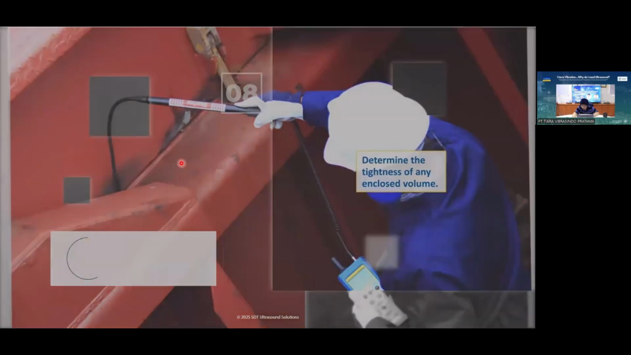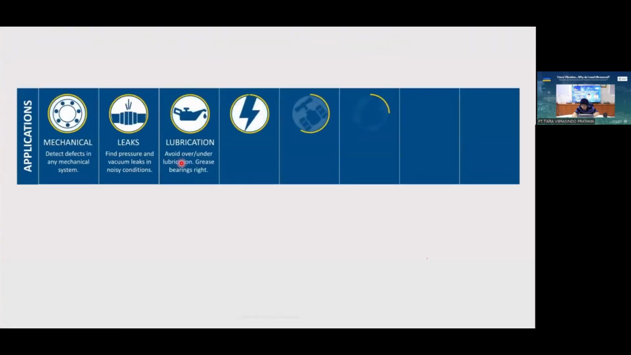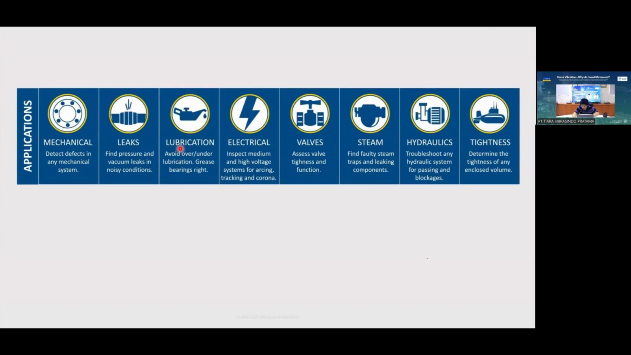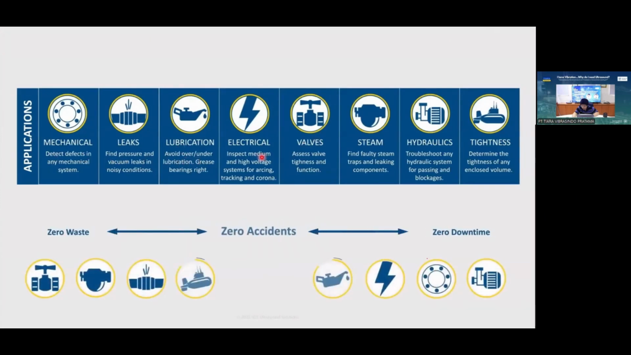So there's only one technology, sound. We can separate it into eight pillars: mechanical, leak, lubrication, electrical, valve, steam, hydraulic, and tightness systems. Because we want to avoid zero waste, zero accident, and zero downtime. This is our ultrasound technology.